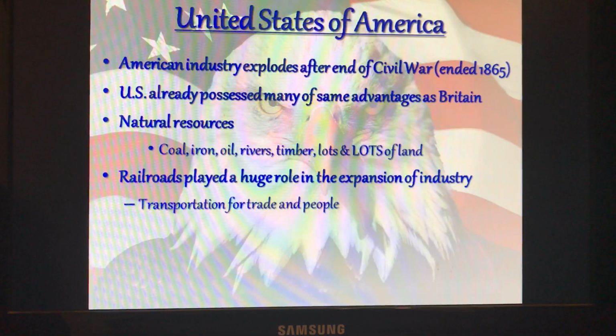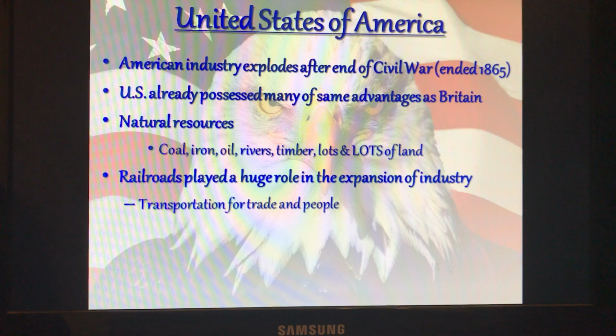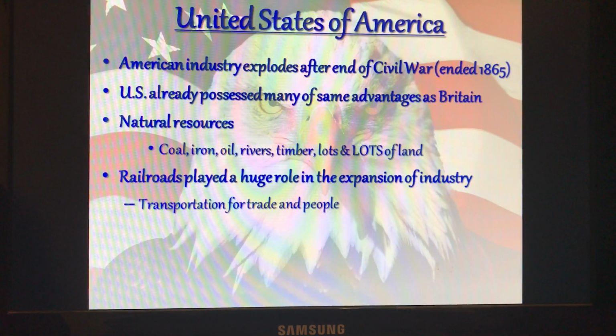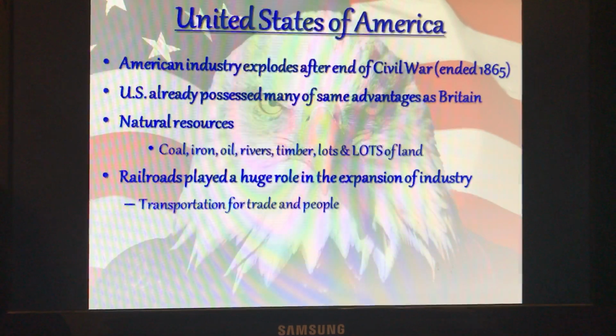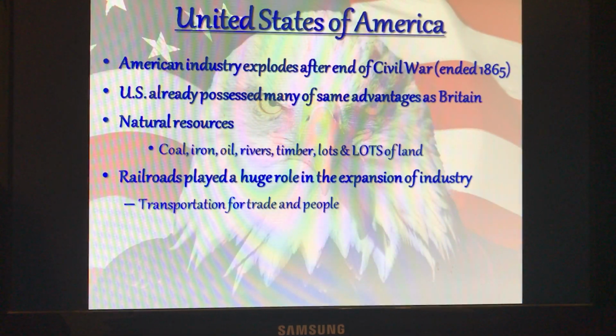Now, for the U.S. in particular, industrialization absolutely exploded after the Civil War ended in 1865. The U.S. already possessed a lot of the same advantages as Britain did. Natural resources like coal, iron, oil that you could drill out of the ground, plenty of rivers providing water power, lots of wood, trees, and lots of land, much more than Britain had. And eventually, railroads would play a huge part in spreading industrialization even further.